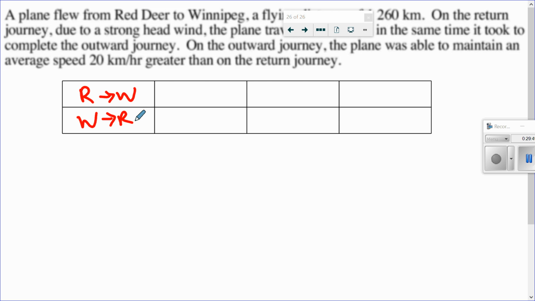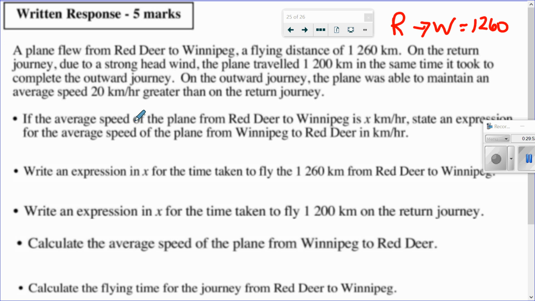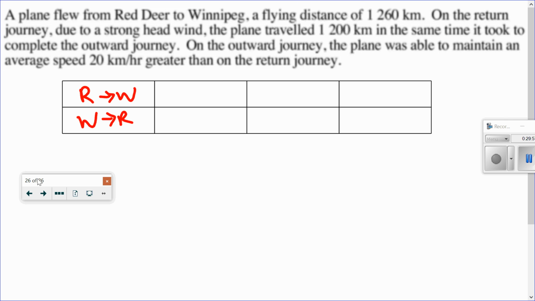I'm going to actually just answer this question on the next page and then come back here and fill it all in, because they are taking you through this step by step. So let's just go over here. Red Deer to Winnipeg, distance, speed, time. The distance, 1,260. On the return journey, due to a strong headwind, the plane traveled 1,200 kilometers in the same time it took to complete the outward journey. On the outward journey, the plane was able to maintain an average speed of 20 kilometers an hour greater than on the return journey.